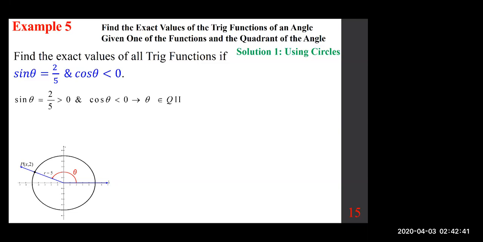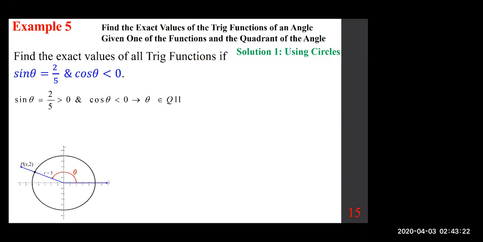Number 2. Notice, class, when sine is positive, it is above the x-axis. Why is that? Sine is the y coordinate, class. Cosine is negative, so it is to the left of the y-axis, and that gives you the quadrant. If sine is 2 over 5, that means y over r is 2 over 5, and we need to find the missing x.